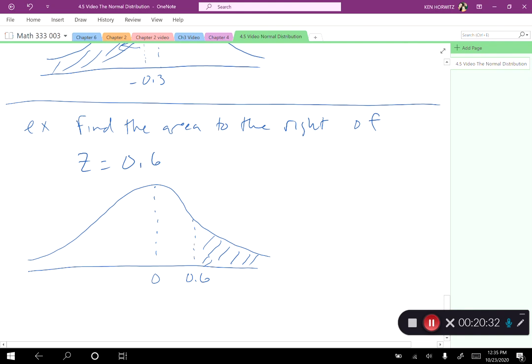Now my chart gives area to the left. So what's the plan going to be? Well, my total area equals 1, right? And so if I do 1 minus the area to the left, that's going to equal the area to the right. So why don't you pause the video, find that area to the left, and we'll talk about it on the back end.